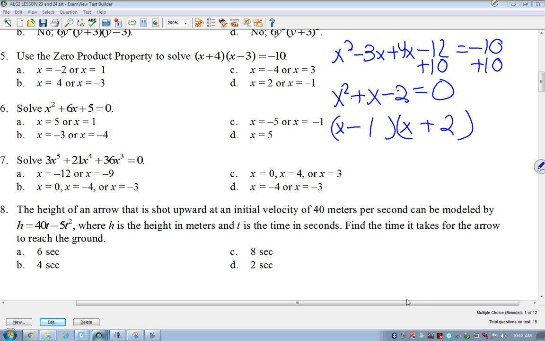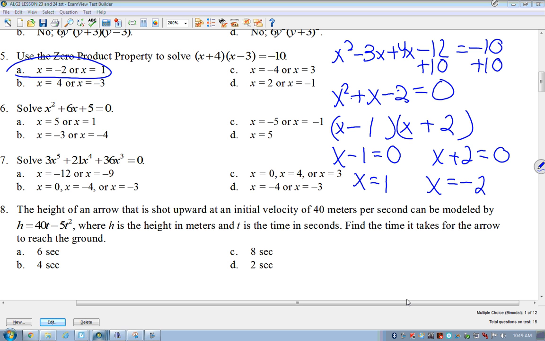All right, finally, we need to set x minus 1 equal to 0 and solve for x. Okay, what do I do? How do I solve for x? Add 1, so x equals 1. Over here, x plus 2 equals 0. What do I need to do? x equals negative 2. The quick answer is that it's always the opposite sign, right? Okay, so we want 1 and negative 2. But that's the zero product property, okay?